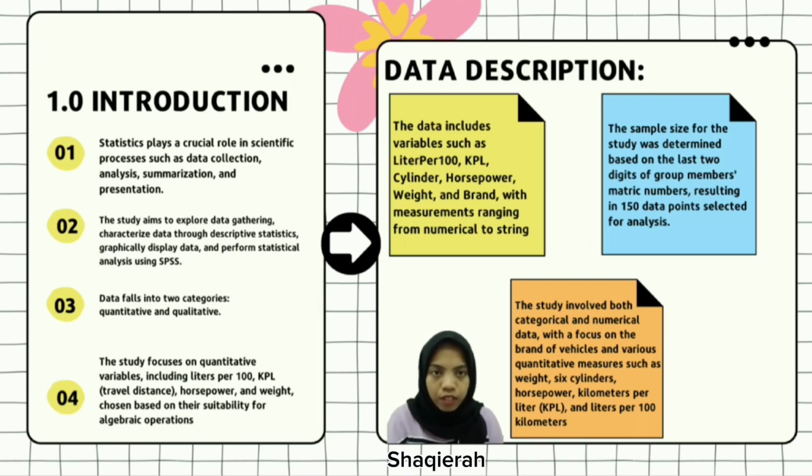The data includes variables such as liters per 100, kPl, cylinder, horsepower, weight, and brand, with measurements ranging from numerical to string. The sample size for the study was determined based on the last 2 digits of group members' metric numbers, resulting in 150 data points. So the study involved both categorical and numerical data, with a focus on the brand of vehicles and various quantitative measures such as weight, cylinders, horsepower, kilometers, kPl, and liters per 100 kilometers.